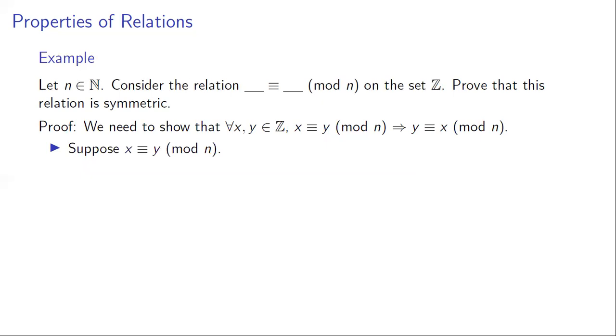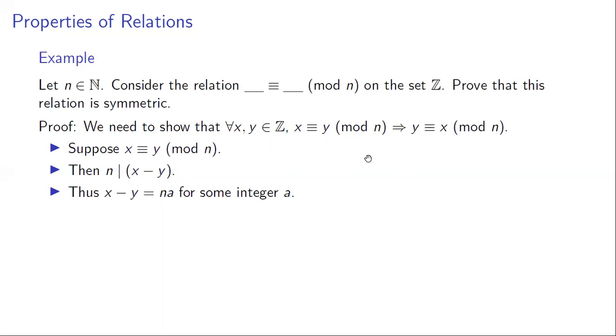So here's how we'll do it. Suppose x is congruent to y mod n. Suppose the if part is true. Again, standard direct proof. Suppose x is congruent to y mod n. So what does that tell me? Based on the definition of congruence, that means n divides x minus y. Thus, based on the definition of divisibility, x minus y is equal to n times a for some integer a.